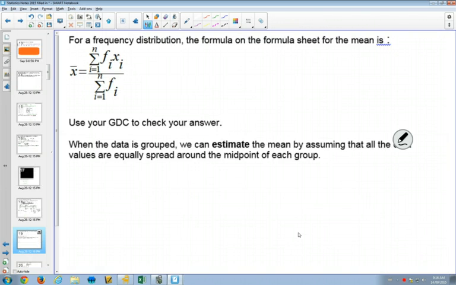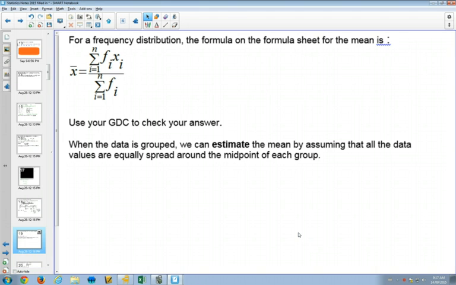So again, there is the formula on your formula sheet and what it looks like. And we can use our calculator to check that as well. And once again, this last little note says that whenever we have a group of data, so in this case, they chose 10 as the midpoint, so we just wrote 10, 15, 20, 25.